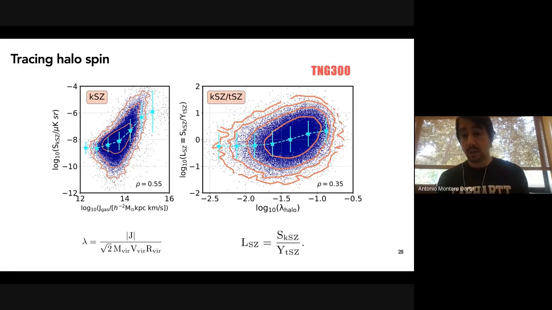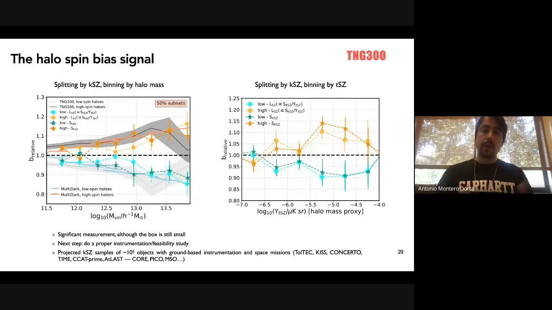As you can see on the right-hand side there. Here I'm actually dividing the KSZ by the thermal, because the thermal is basically a measurement of the mass, and the KSZ would be a measurement of the angular momentum. So it's kind of like reproducing what the spin parameter is, right? And then you can measure the spin bias, and you see that at least in simulations in TNG 300, although it's a very small box, the difference is significant.